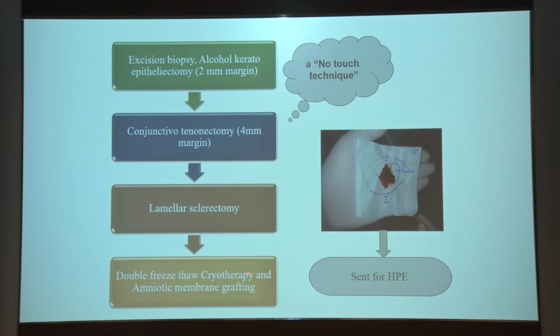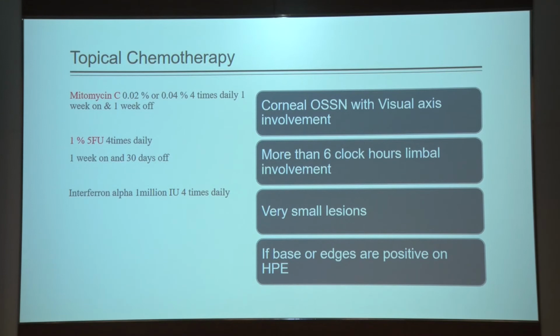0.2 millimeters, and then you do the reverse cryotherapy, which is double freeze-thaw cryotherapy to the posterior conjunctival margin, conjunctival edges and the base, and amniotic membrane grafting to reconstruct. And that's how you draw the diagram, and you can mark the lesion and send it for HPE.